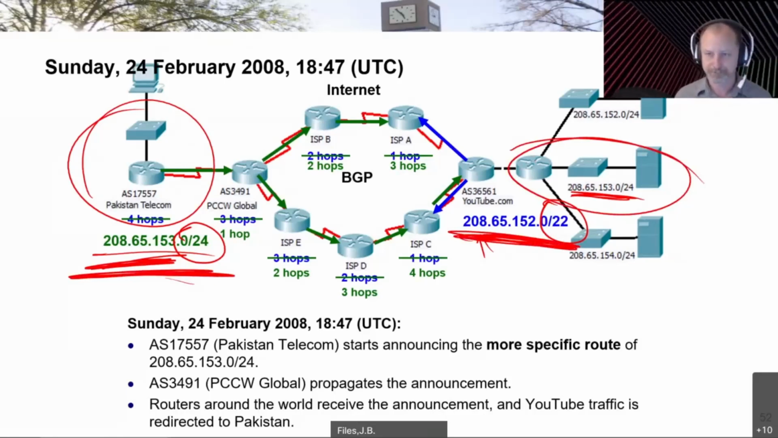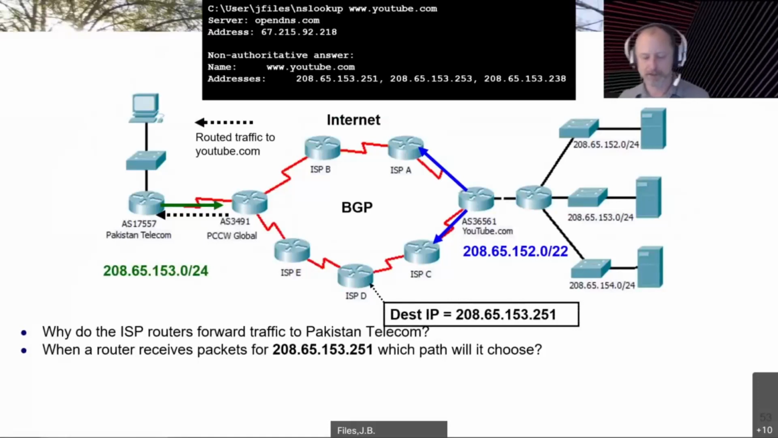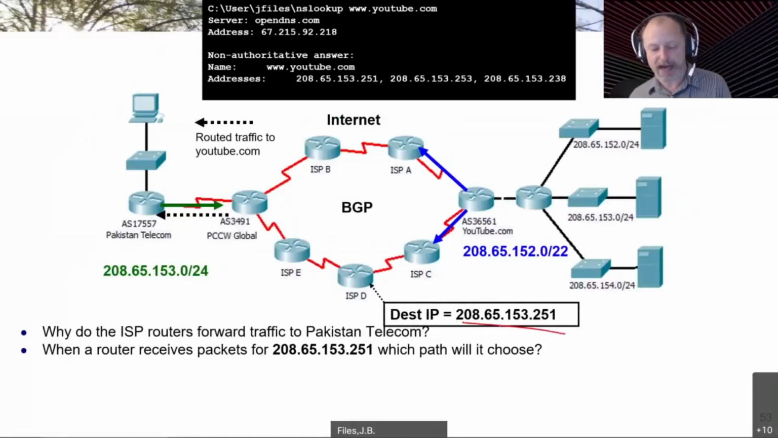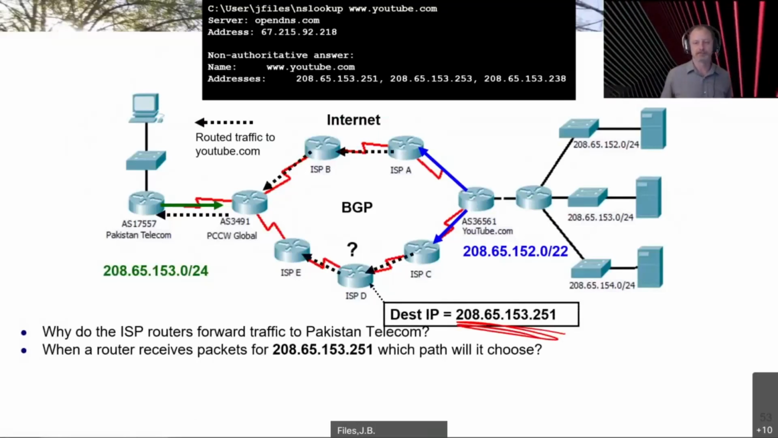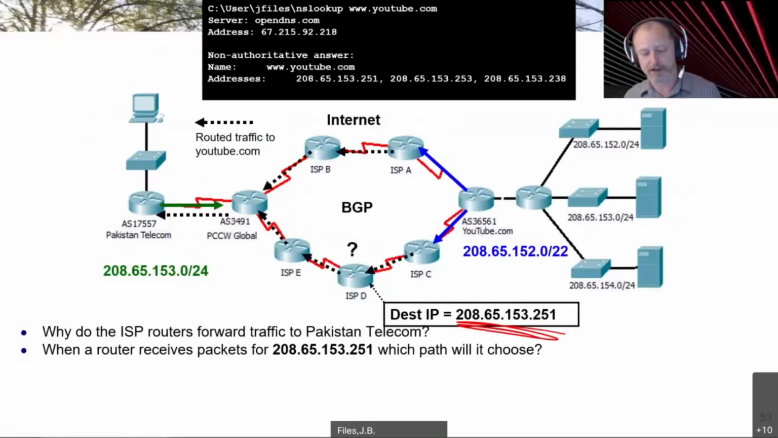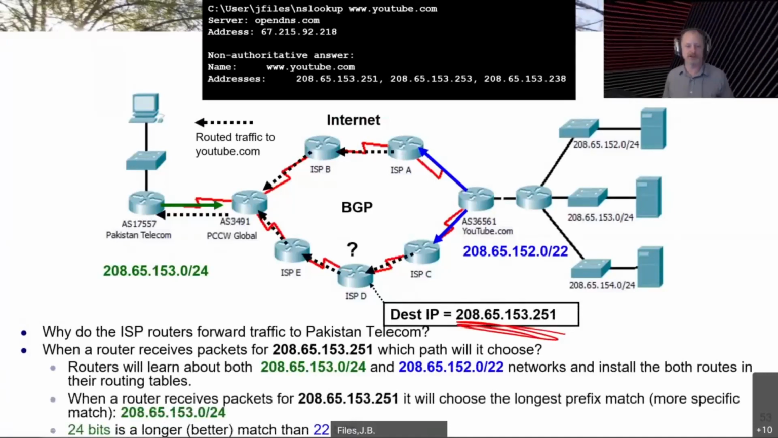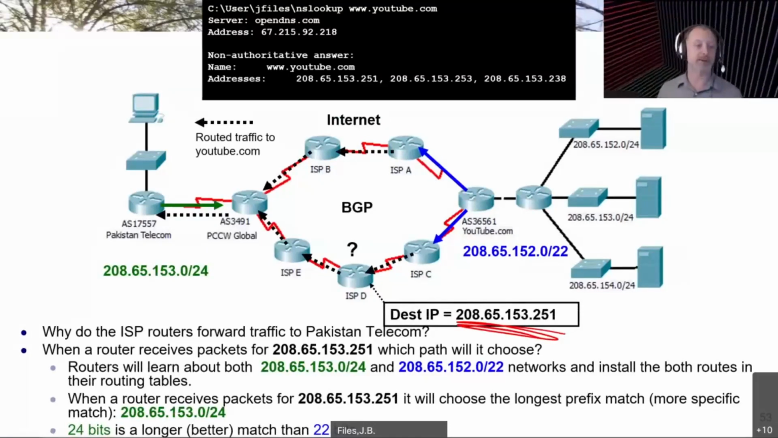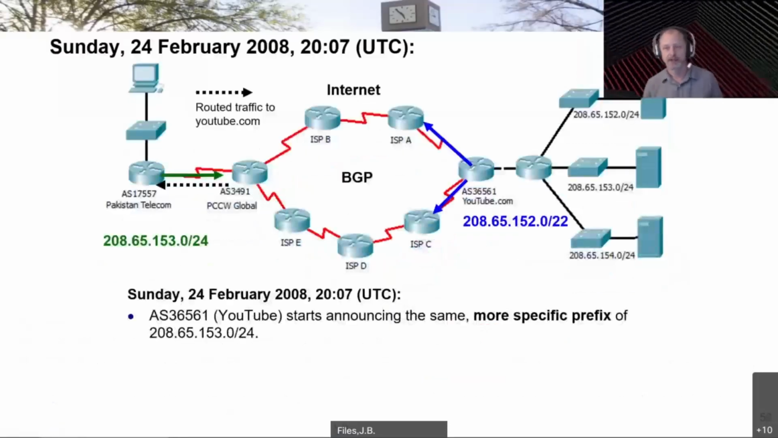Okay. So, for example, this router gets a packet to the 153 subnet. Which way is it going to go? Well, it's going to go to Pakistan because the /24 is more specific than the /22, right? 24 bits is a longer match or a better match than 22 bits. Okay.